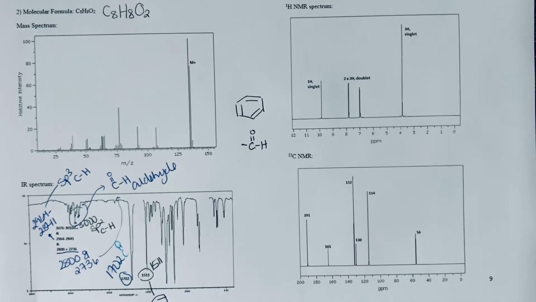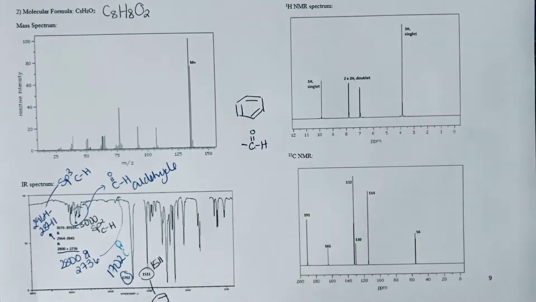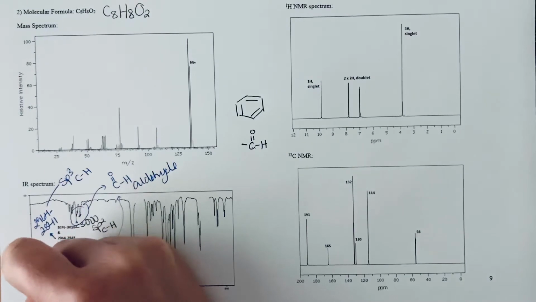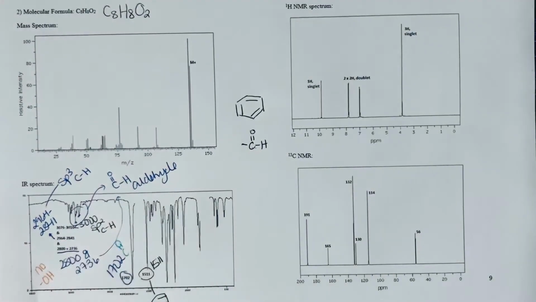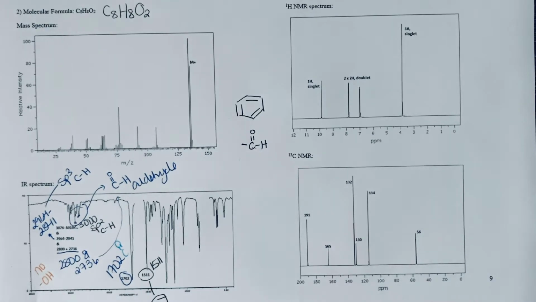So I would also notice from this IR spectrum that there is no OH. So I don't have an alcohol. So I've got to think about what other sort of functional groups could have that. And I don't want to give it away just yet. So we'll just tuck that in the back of our minds and think about it.